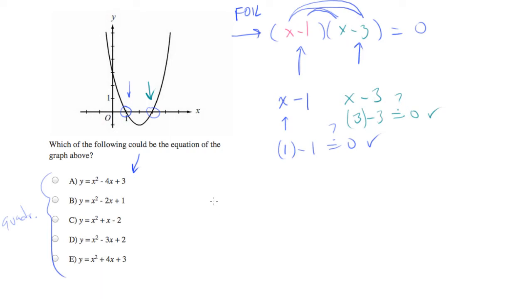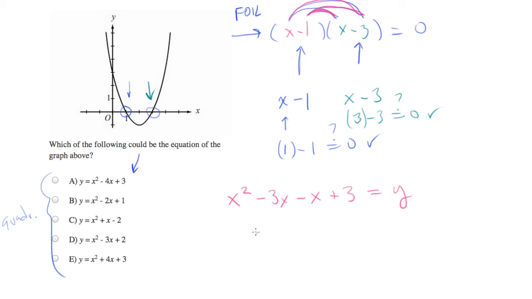We do x times x, we're going to get x squared. Let's do it in order. The outside would be x times negative 3, so we'll get negative 3x. The inside is negative 1 times x, so we'll get minus x. And last will be negative 1 times negative 3, which is actually positive 3. So here is a potential function. It hasn't been simplified yet, but that could represent the equation of the graph above.